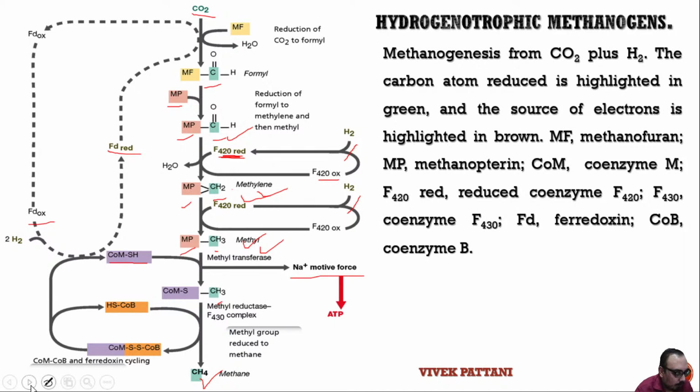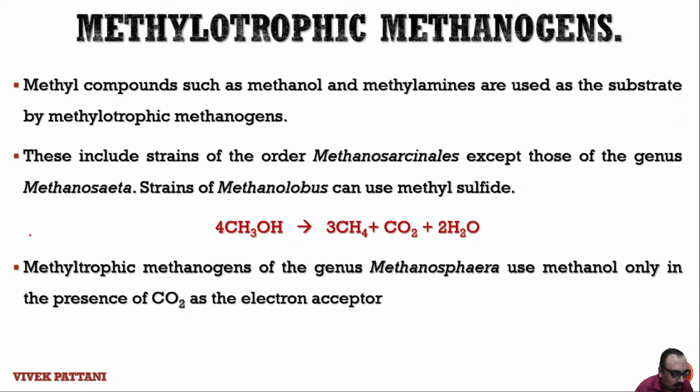Now I am moving forward with the next group, which is methylotrophic methanogenesis, in which methyl compounds such as methanol and methylamines are used as substrates by methylotrophic methanogens. Some of the examples include the order Methanosarcinales, except those of the genus Methanosaeta, and the strains of methanol lovers can also use methyl sulfide. And one such reaction I have given here.